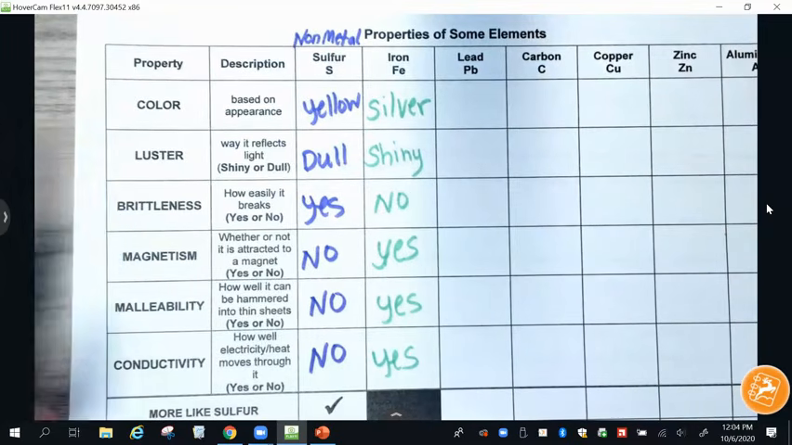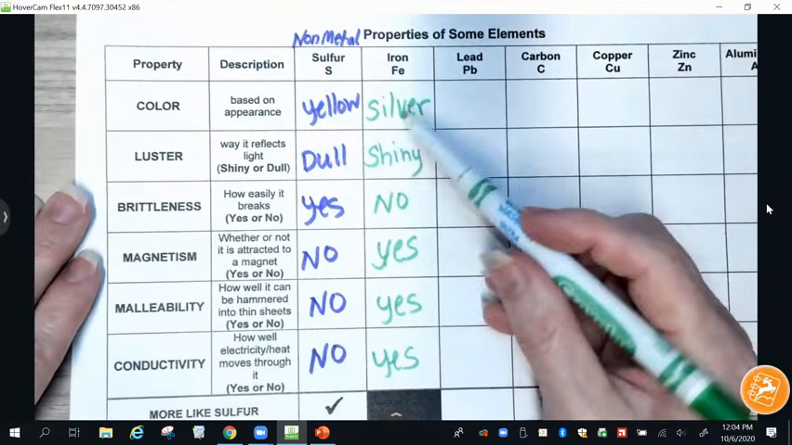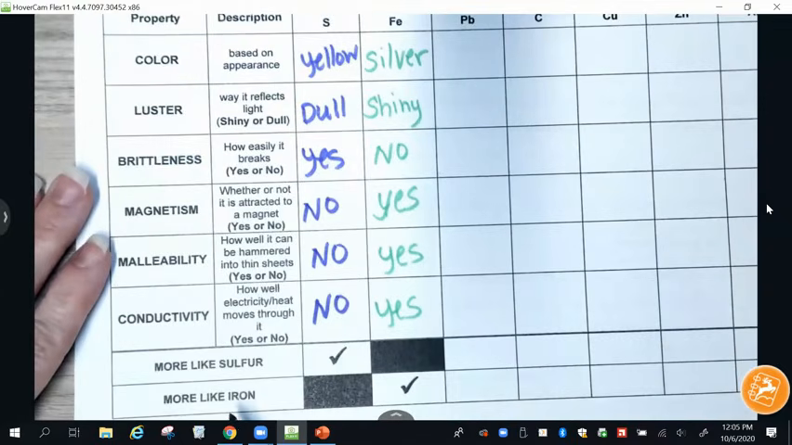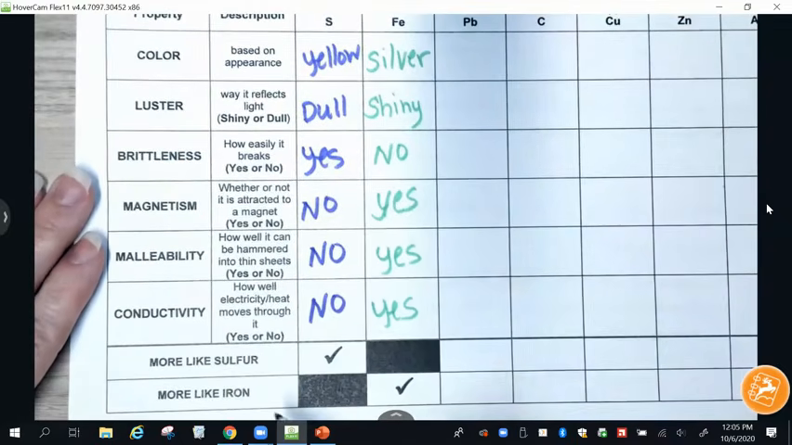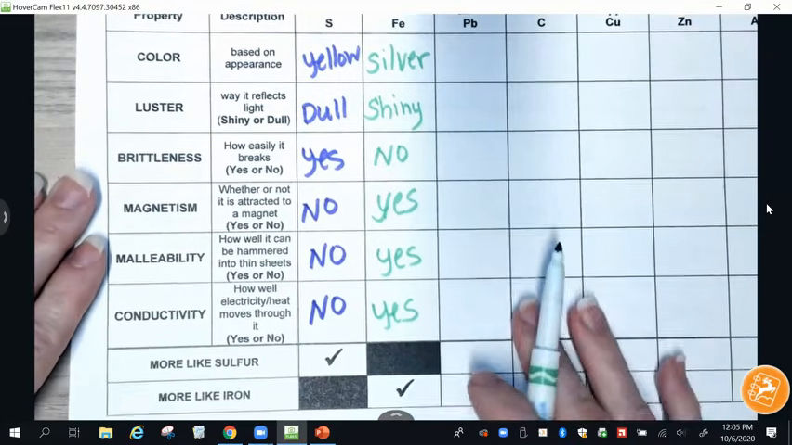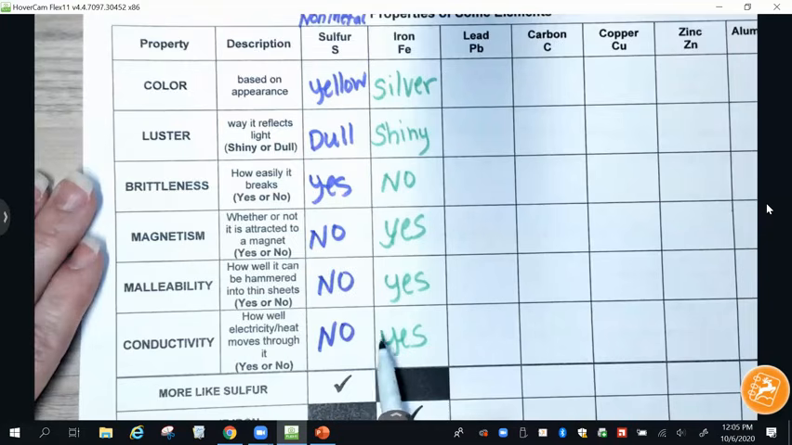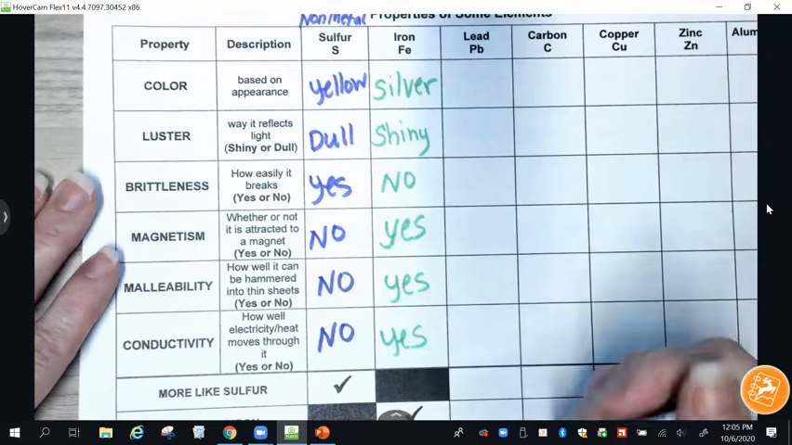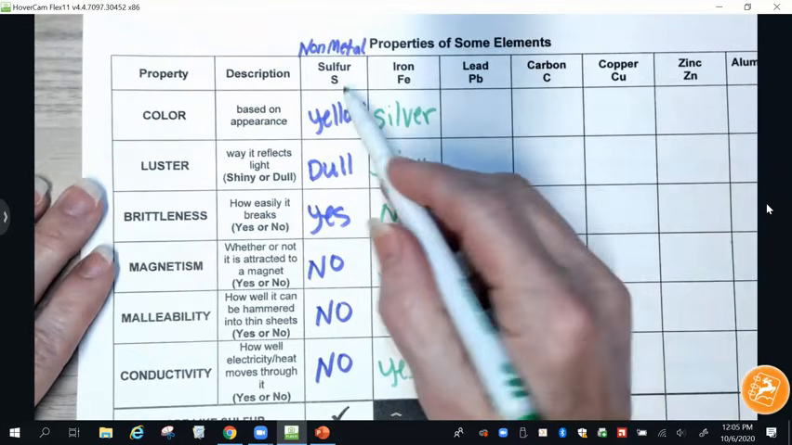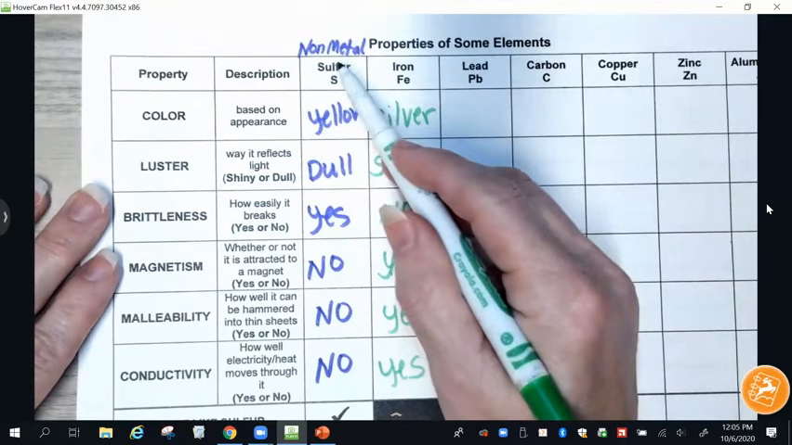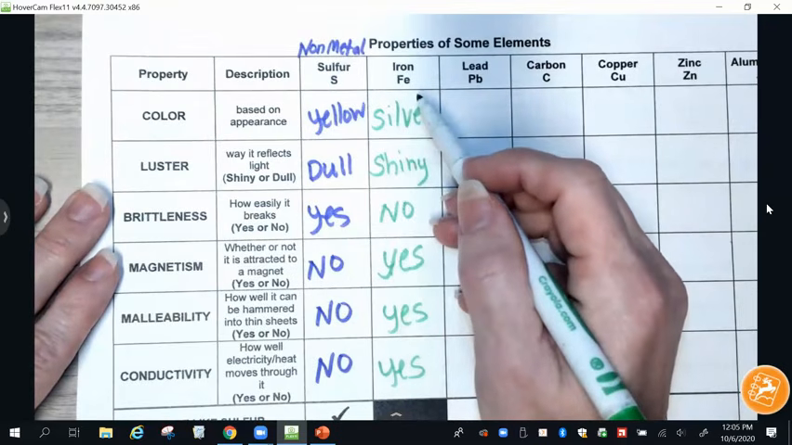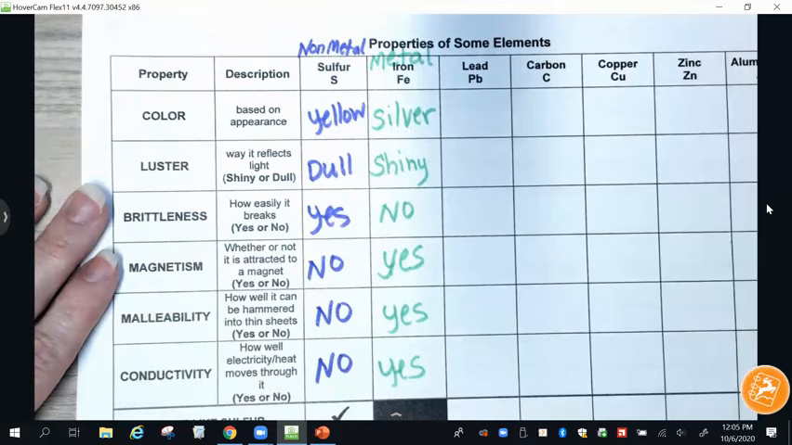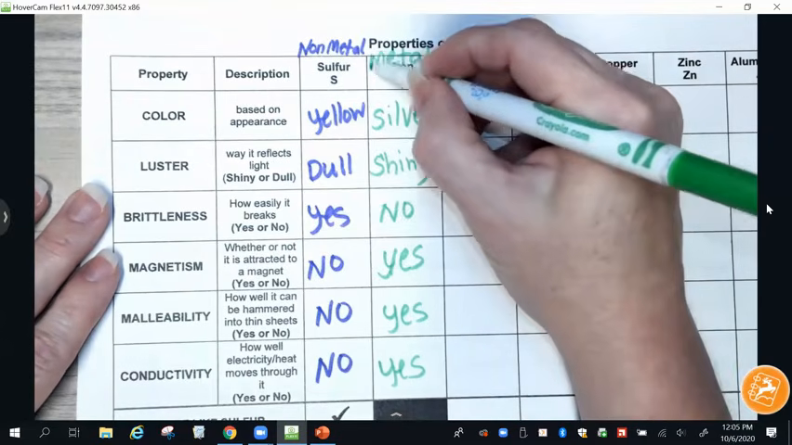Okay, now notice the properties of this iron. Oh, and by the way, at the bottom, see how it says more like sulfur, more like iron? Well, it's iron, so of course it's going to be more like iron. But when you look at the properties, aren't the properties like the opposite of all the sulfur? Yeah. So if those sulfur properties were a non-metal, what do you think iron is going to be? A metal. So let's go ahead and write metal on the top.